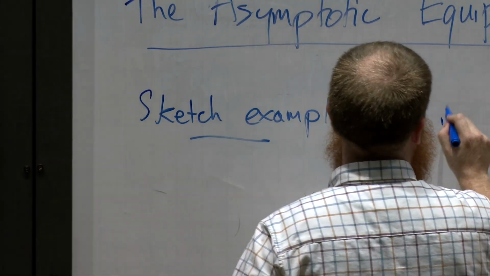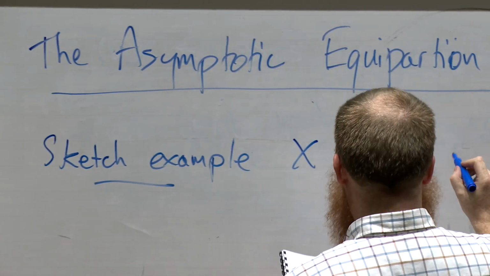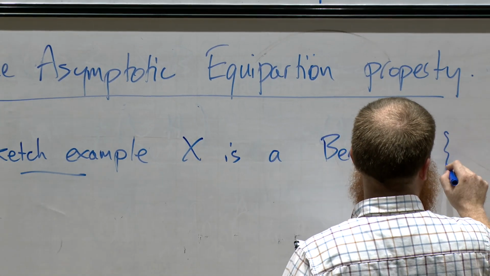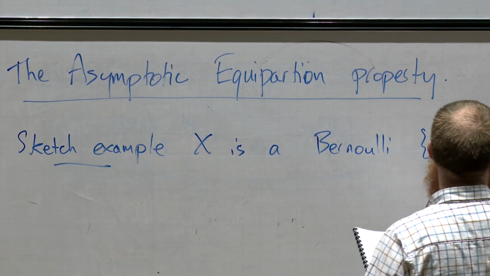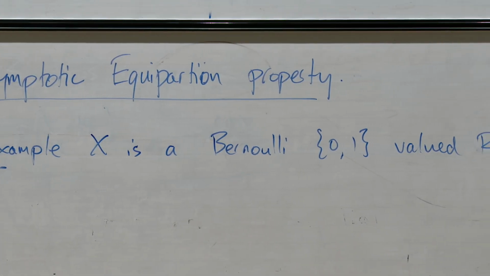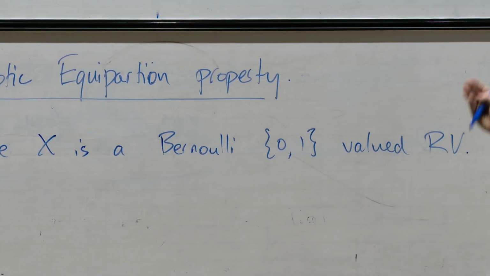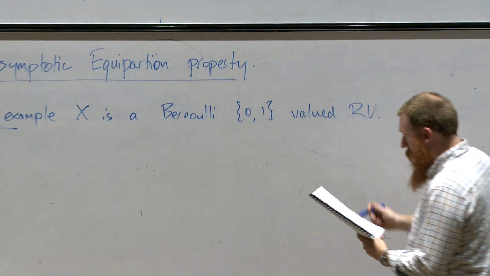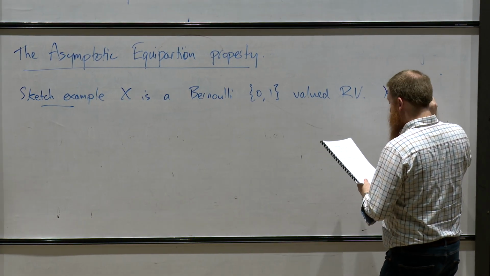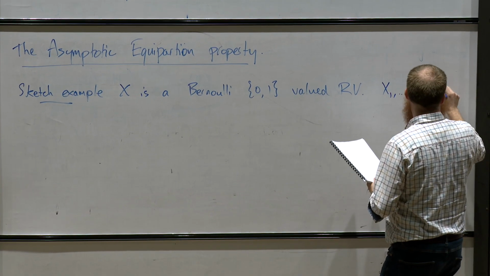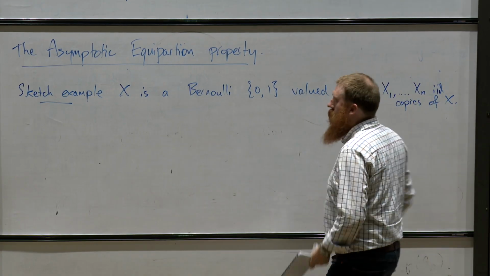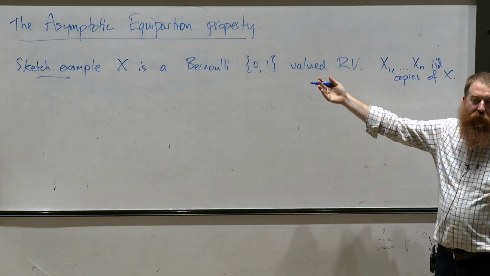So X is a Bernoulli 0, 1 valued random variable. Okay, so we've got coin flips, they're 0 or 1 with some probability. X1 through to Xn are iid copies of X. So I've got a sequence of coin throws here.